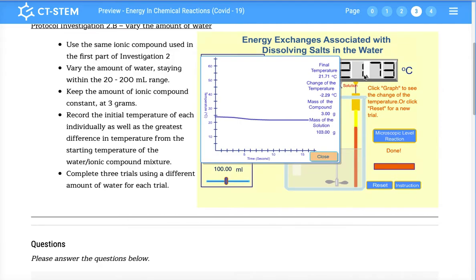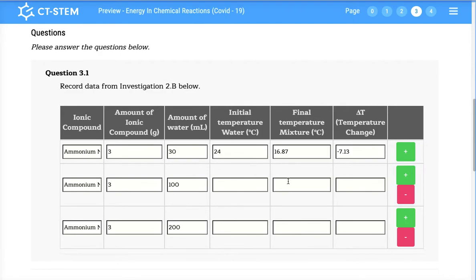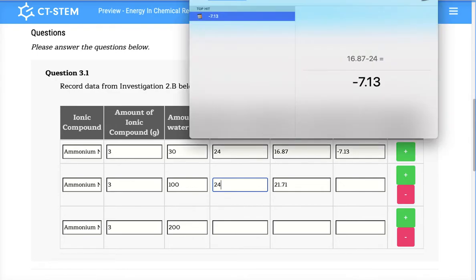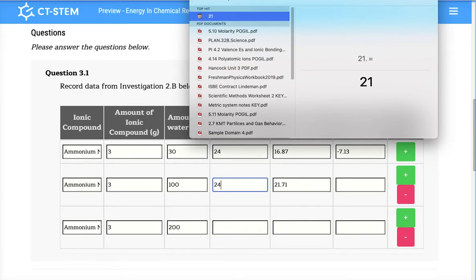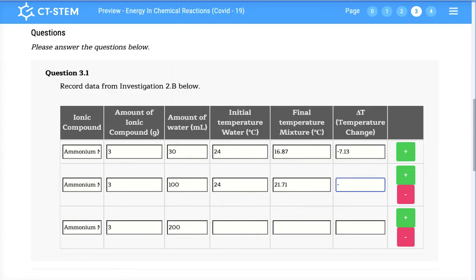Okay, so 21.71. My initial was 24. So right off the bat, you can tell that we have a difference here. So 21.71 minus 24, we end up with negative 2.29. Do we see how as we increase water, the temperature change is smaller?